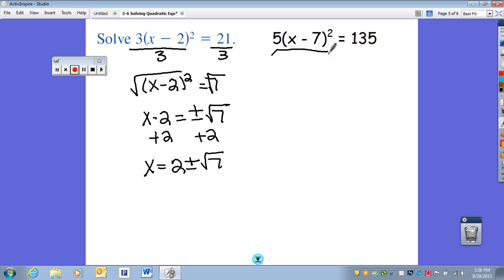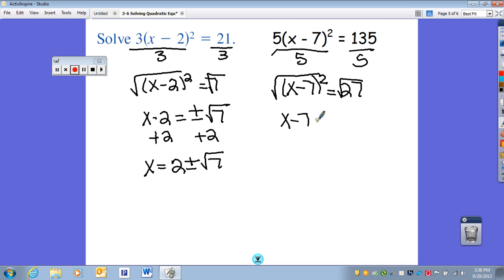In this example, we're going to divide both sides by 5. So if we have x minus 7, the quantity squared, is equal to 27. To simplify, we're going to take the square root of both sides. We have x minus 7 is equal to plus or minus the square root of 27.